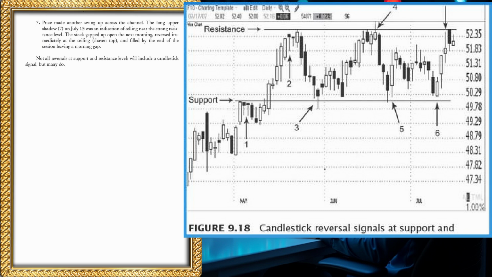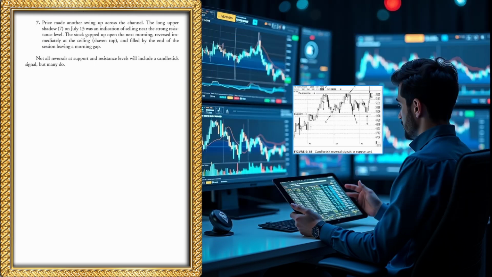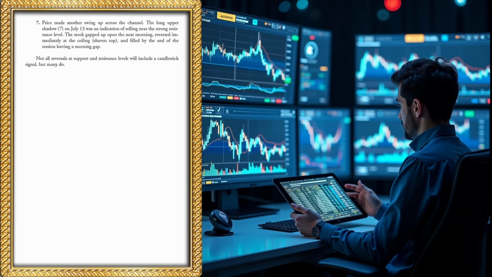The stock gapped up open the next morning, reversed immediately at the ceiling, shaved the top, and filled the gap by the end of the session, leaving a morning star gap. Not all reversals at support and resistance levels will include a candlestick signal, but many do.